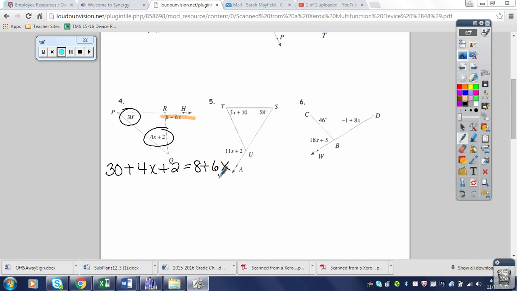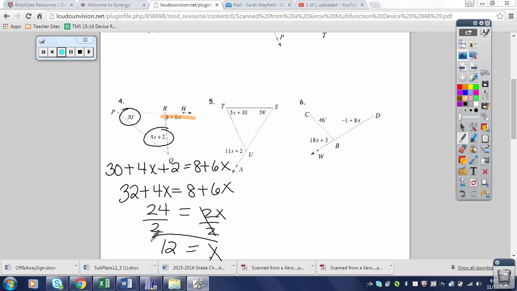Okay, so how do I solve? Combine like terms: 32 plus 4x equals 8 plus 6x. I'm going to subtract 4x to the other side and get 2x. I'm going to subtract 8 to the other side and get 24. Solve for x. X equals 12. Also find the missing angles if we plug them in.